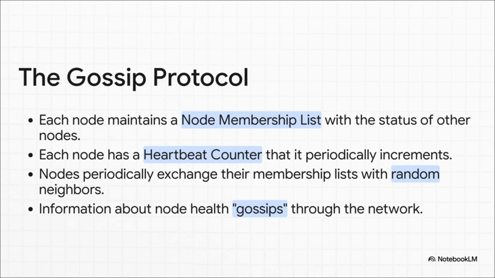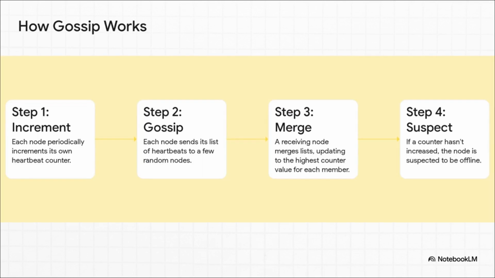Okay, so this whole gossip protocol really boils down to two key pieces. First, every single server keeps a little list. We call it a node membership list. You can think of it like a phone book, basically, a directory of all the other servers and what their last known status was. And second, each server has its own heartbeat counter that's just always ticking up, up, up, up. It's a constant, undeniable proof of life. So how does this all actually work in practice?